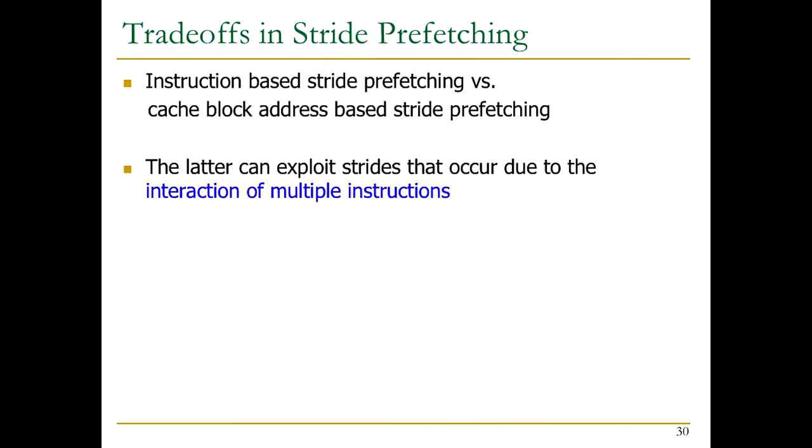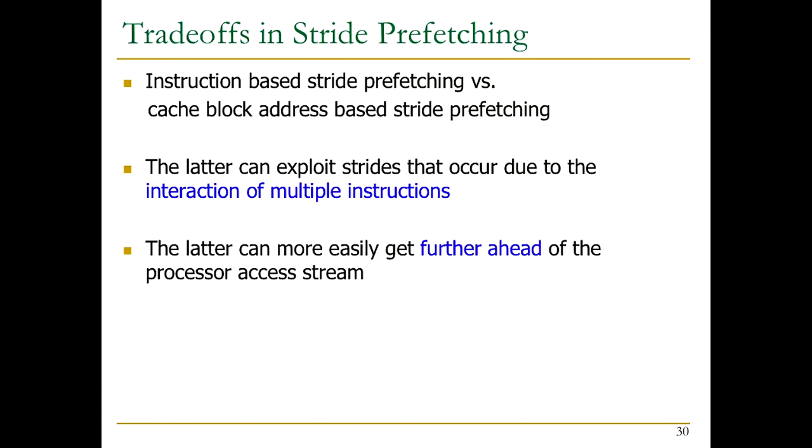Okay, so the latter actually can exploit strides that occur due to interaction of multiple instructions. So you may not have a stride in one instruction, but with multiple instructions, you can actually have a stride or stream. And the latter can more easily get further ahead in the processor access stream, actually. But that's not always true. With the decoupled front end that I have over here, you can actually play a lot of tricks. But there's no need to look at PC, clearly, right? This decoupled front end actually complicates things a little bit. Although a lot of the IBM processors actually employ that decoupled front end.